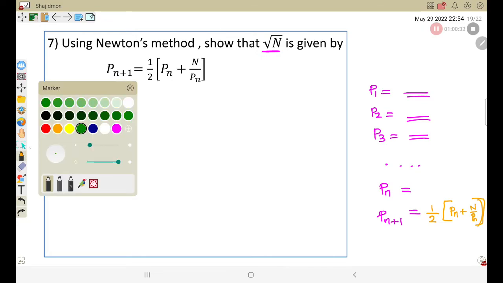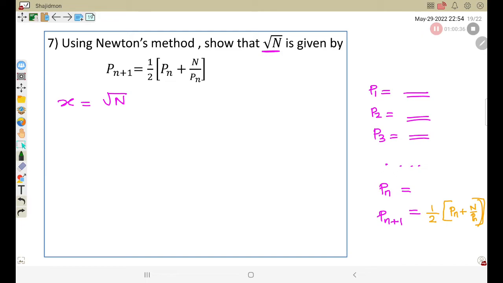Here the problem is that numbers are not given. Capital N, we don't know what is that number. So without number we need to calculate this one. So we start with x equal to root n. As I told you, first you need to remove that root for calculation purpose. So x power 2 equals root capital N power 2. You can cancel this root and square, so we get the equation x power 2 equals capital N.